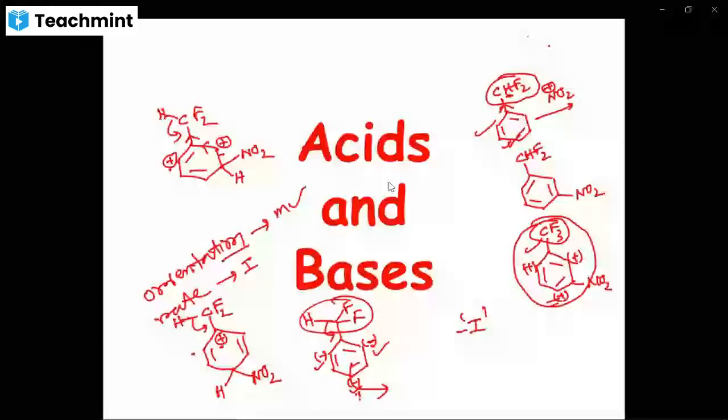And for the para position, because the inductive effect is less felt by the position which is far away from the group, the attack will take place at the para position. I hope I cleared your doubt. Everyone understood? Do you have any question?